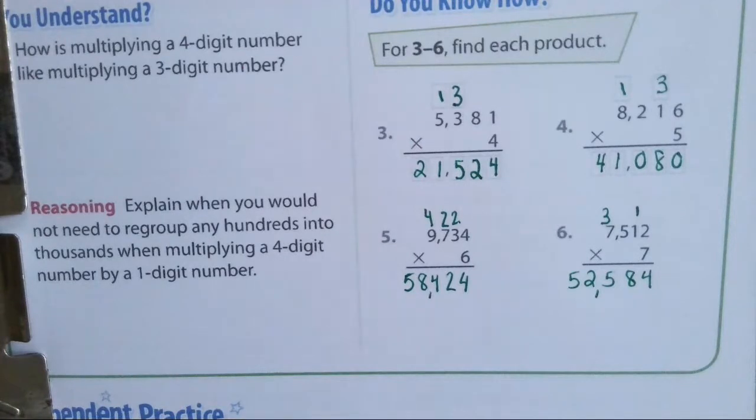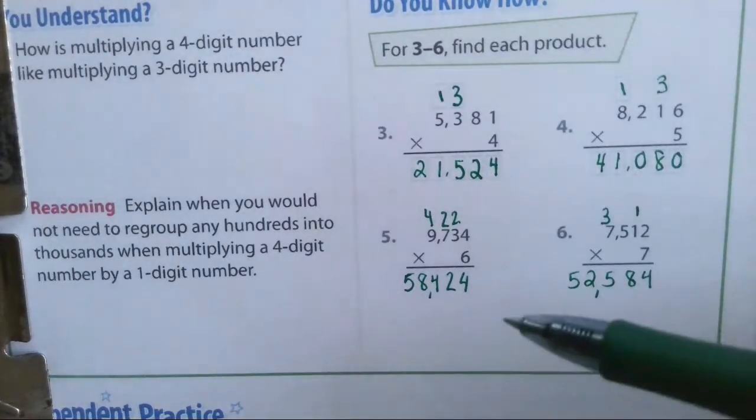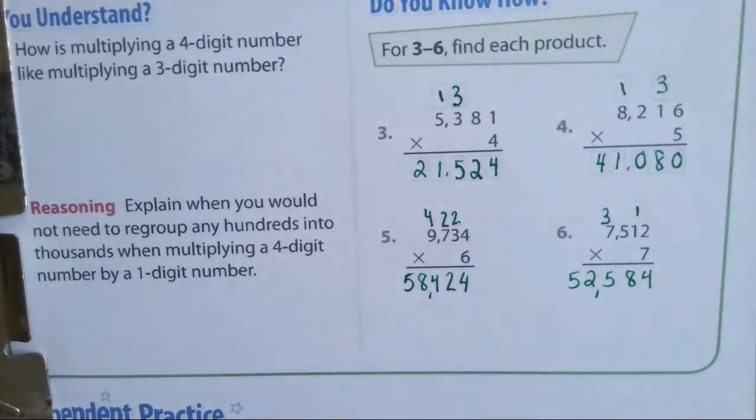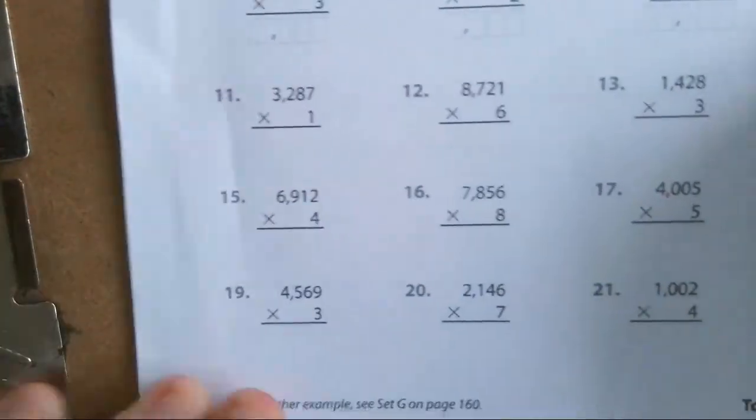So you can see, boys and girls, that we're really just adding place values here. The strategy is exactly the same. We multiply, we regroup if necessary, we multiply, and we add that regrouping if we need to. And we just keep going, okay?